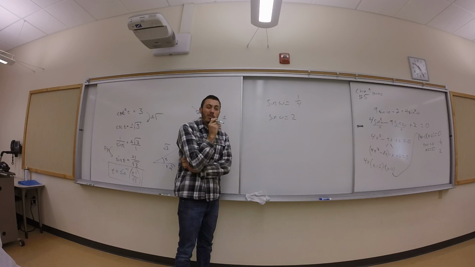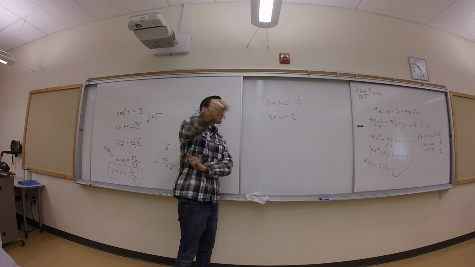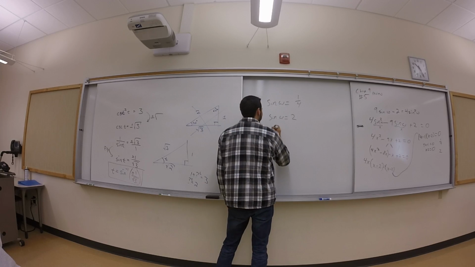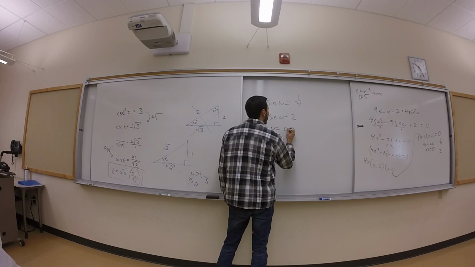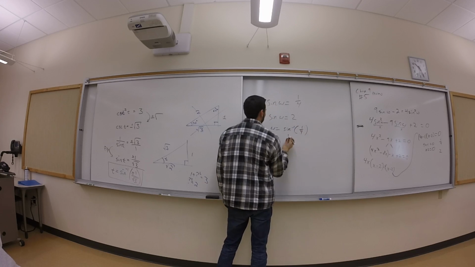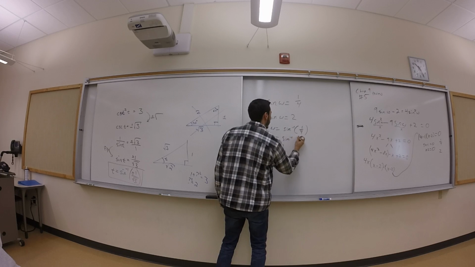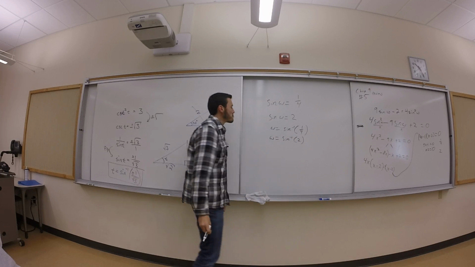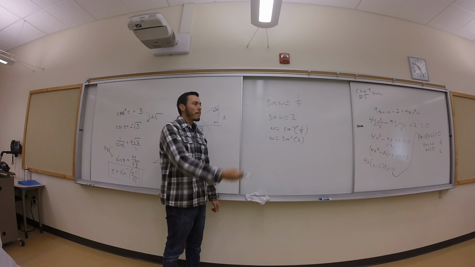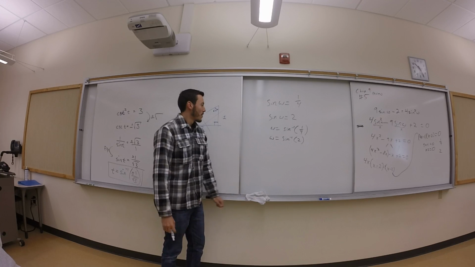What do we do now? Inverse sine. I like it. So w equals sine inverse of 1/4, the inverse, not negative 1. And w equals sine inverse of 2. I'm happy with that. Joey, happy with that? He's not happy with that. What did you work out?